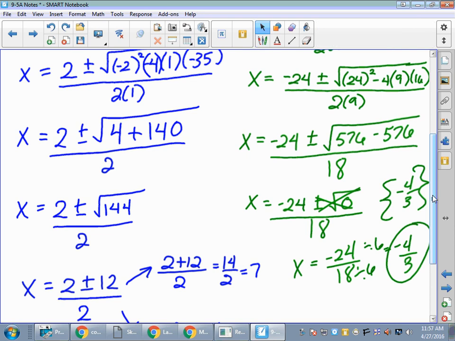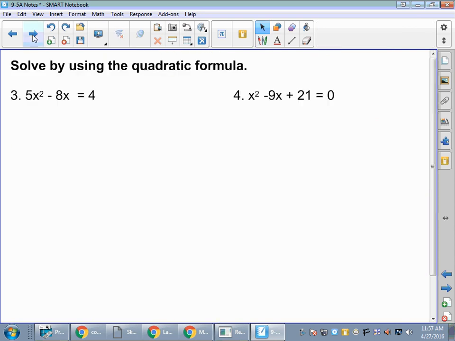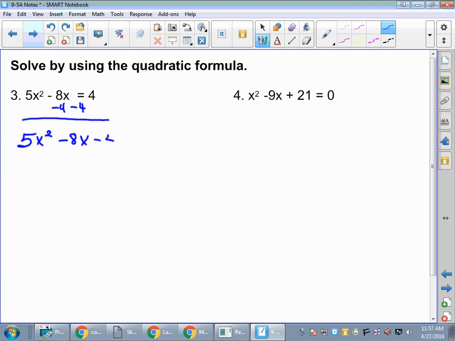All right, let's continue. Got 2 more for you. Okay, so this one, we got to bring over the 4. If you feel confident bringing that 4 over, I don't really need to see the minus 4, minus 4. But if you want to, you can go ahead and do that. So it becomes minus 4 equals 0. Now that I have it equal to 0, I can see my A's, B's, and C's. Let's try it without having to list them or label them.